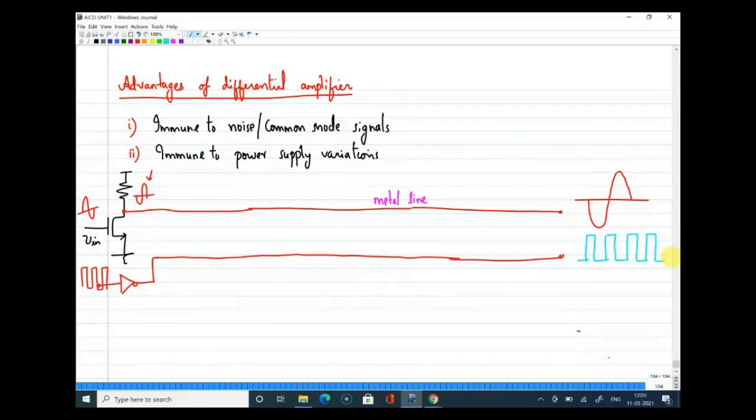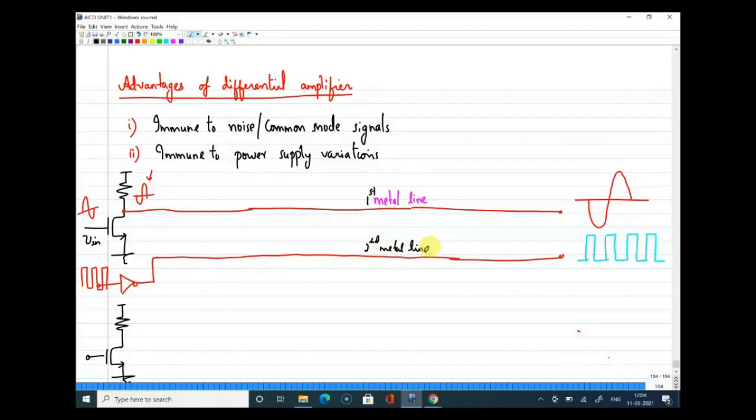Now, similarly, I am considering one more circuit here. Let me talk about that a little later. Now, see that you have this as one metal line, the first metal line, and this is the second metal line. Both the metal lines are actually carrying a signal.